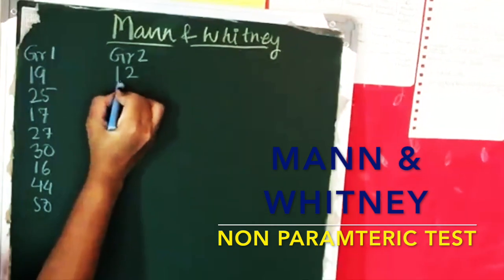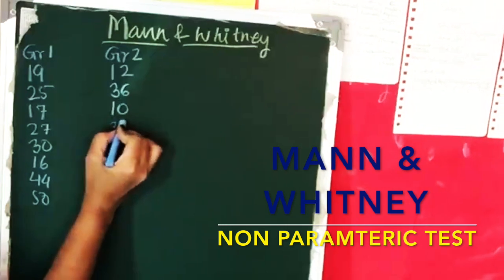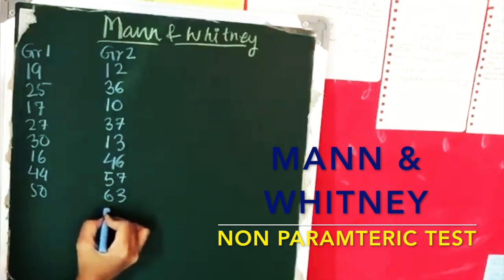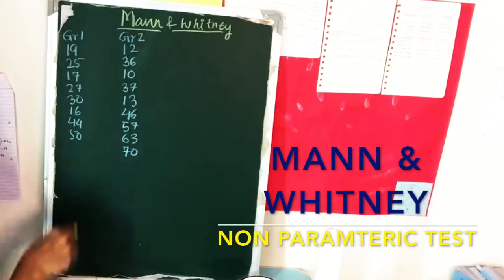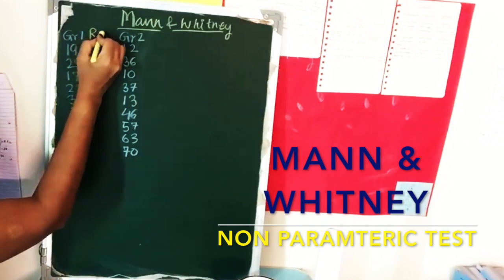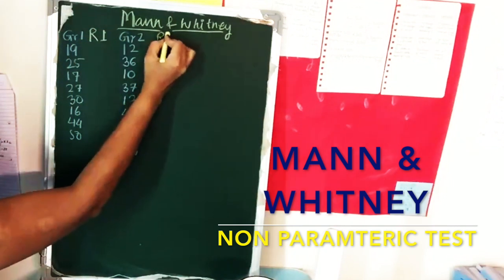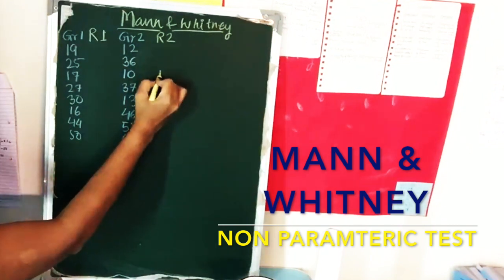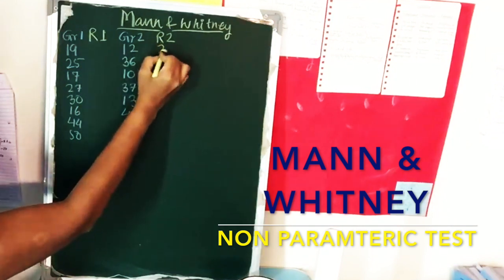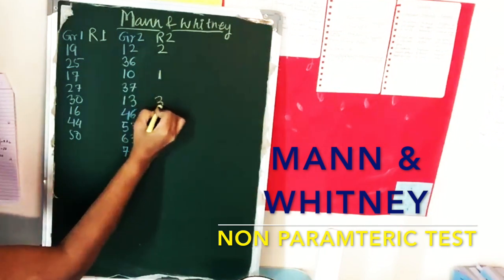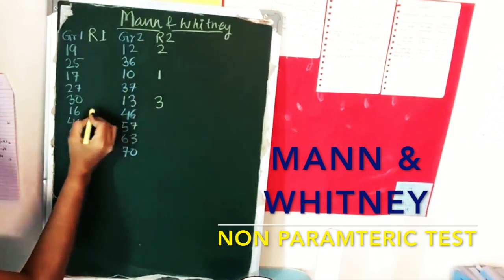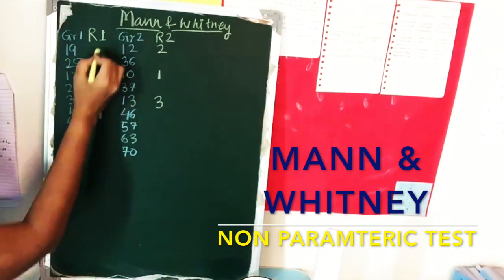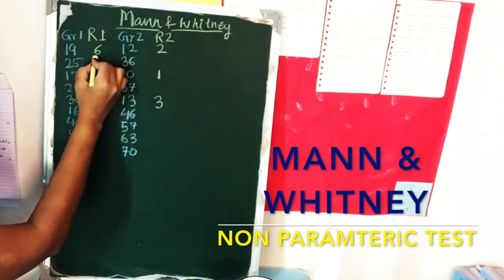So I have purposely kept n1 and n2 separately so that we can understand the procedure well. So it's a ranking method. So group 1 we'll write in a separate column, group 2 we wrote in a separate column. In front of group 1 we did R1, in front of group 2 we did R2. So R1 is the rank 1, that is for group 1, R2 is the rank 2, that is for group 2. So we start the ranking in an ascending order.